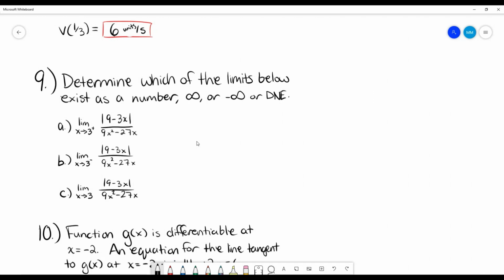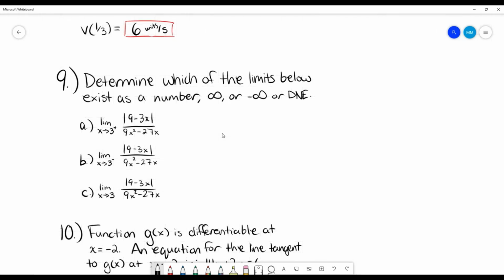Okay, so for number 9, we need to determine which of these limits exist and figure out what they exist as, if they exist at all. So for the first one, we're looking at the limit of this function as x approaches 3 from the right side, right? So values larger than 3.